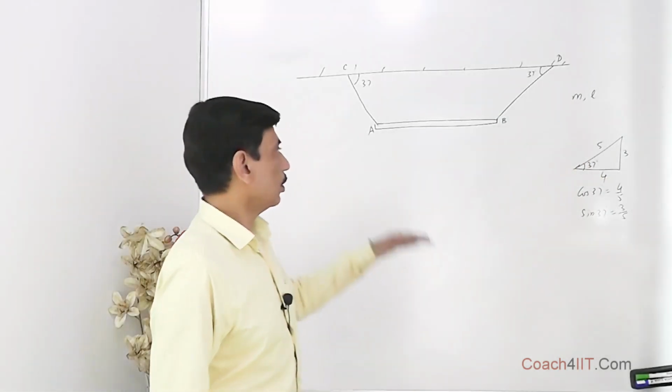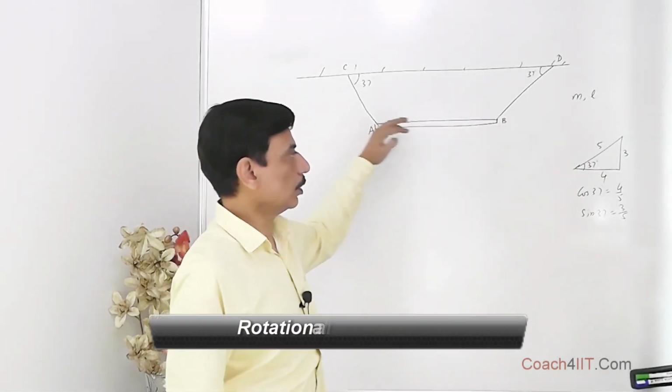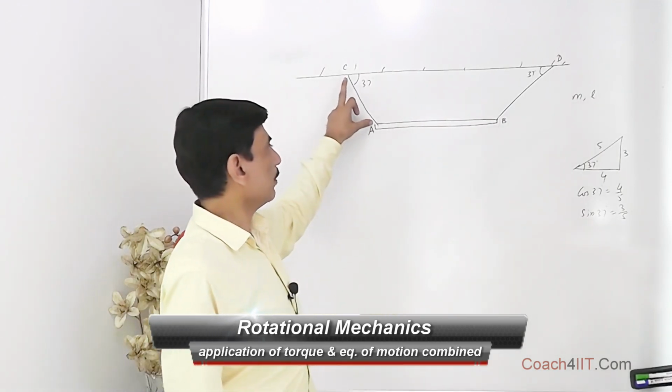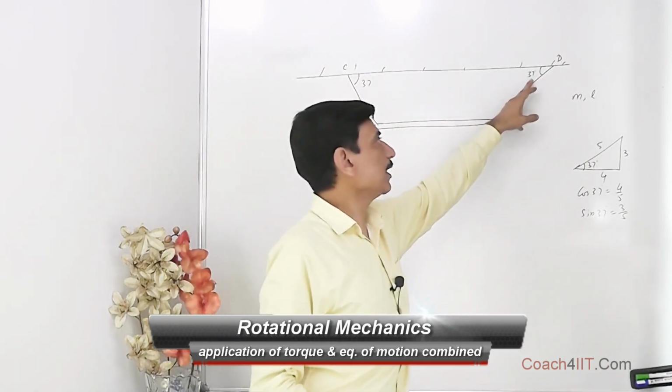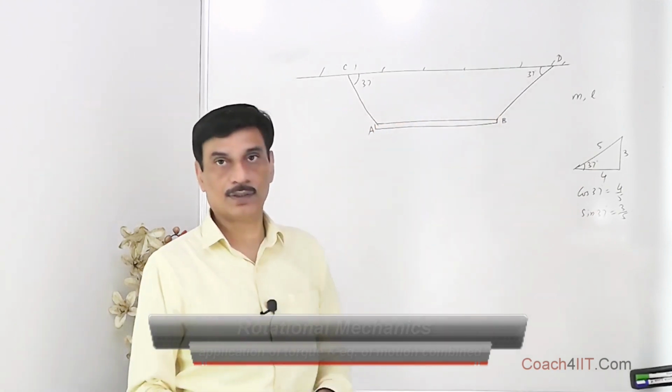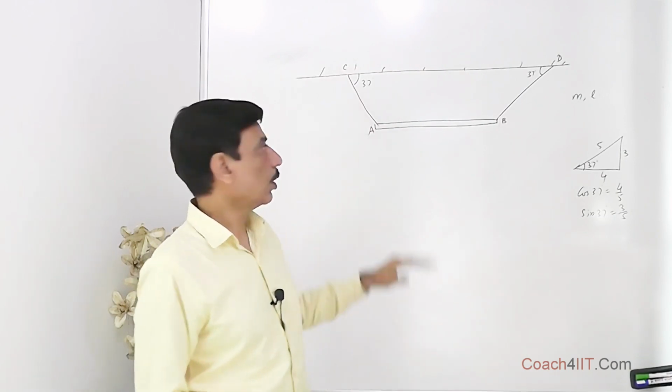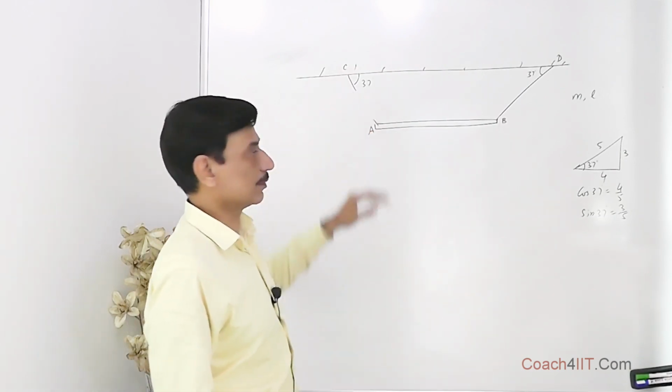Now over here, we have this horizontal rod of mass m and length L, which is supported by two strings which are making angle 37 degrees. Obviously, they'll make the same angle. And now, out of these two strings, one string is cut.